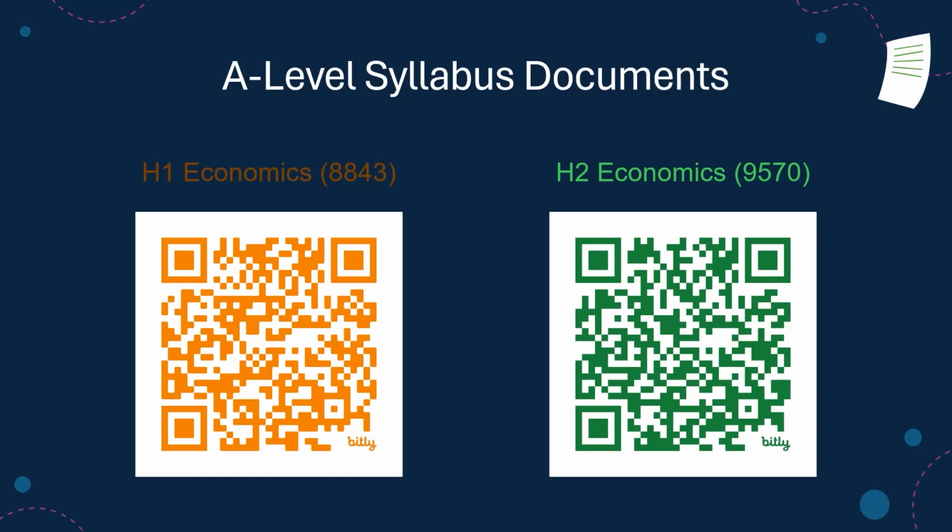First up, if you want to see the full version of the syllabus documents, these are available online. You can Google the subject codes 8843 for H1 and 9570 for H2. Or you can pause the video here and scan the QR codes to download these documents.